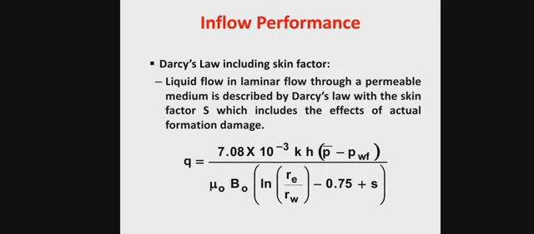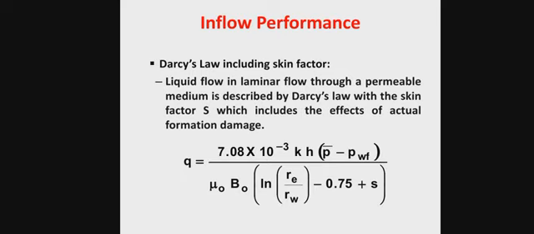Q equals a constant multiplied by the permeability and H, the height of the pay zone, multiplied by the difference between the average pressure of the reservoir and the pressure at the wellbore, all divided by the product of the viscosity, the formation volume factor, and the logarithm of the radius of the reservoir over the radius of the well, minus 0.75, plus S. S is the skin factor, which is the formation damage factor. This value is always given. You have to memorize or master this Darcy's law, because you are going to use it a lot.